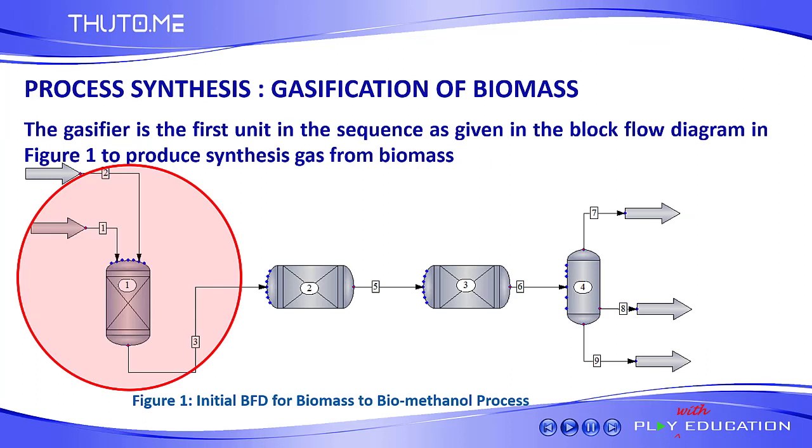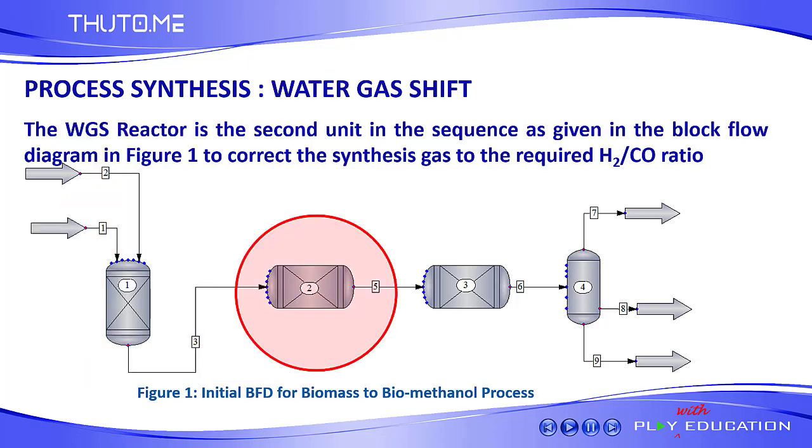As we have indicated, in the first lesson we looked at the gasifier, where we produced synthesis gas from biomass, and then we continued to look at the second unit in the sequence, the water gas shift reactor, where we corrected the synthesis gas to the required H2 to CO ratio of 2, as required by the methanol synthesis reactor.